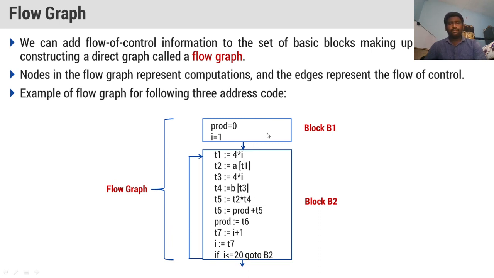In the previous example, we have seen basic blocks. We partitioned the entire code into two blocks, and now we consider the entire code as a flow graph. So what is a flow graph? It adds the flow of control information to the set of basic blocks making up a program by constructing a directed graph called a flow graph. The nodes represent computations and the edges represent the flow of control. This is about basic blocks and flow graphs.